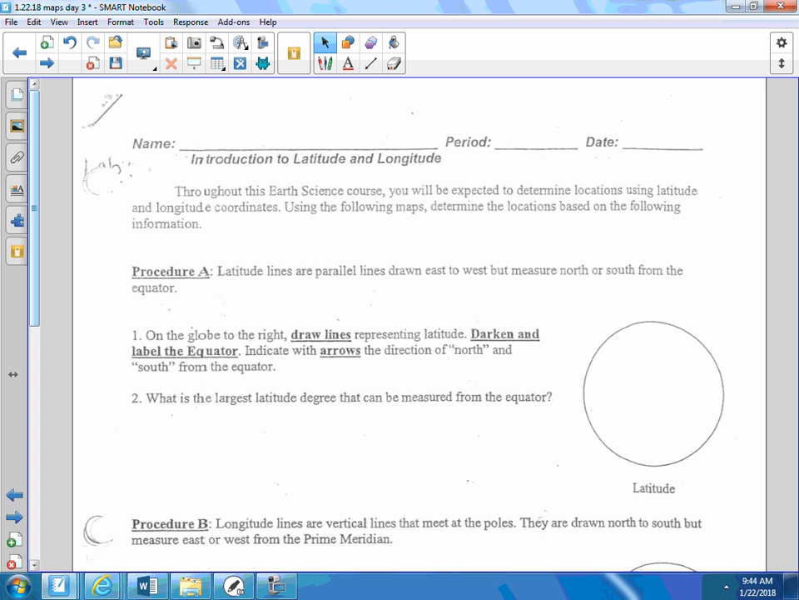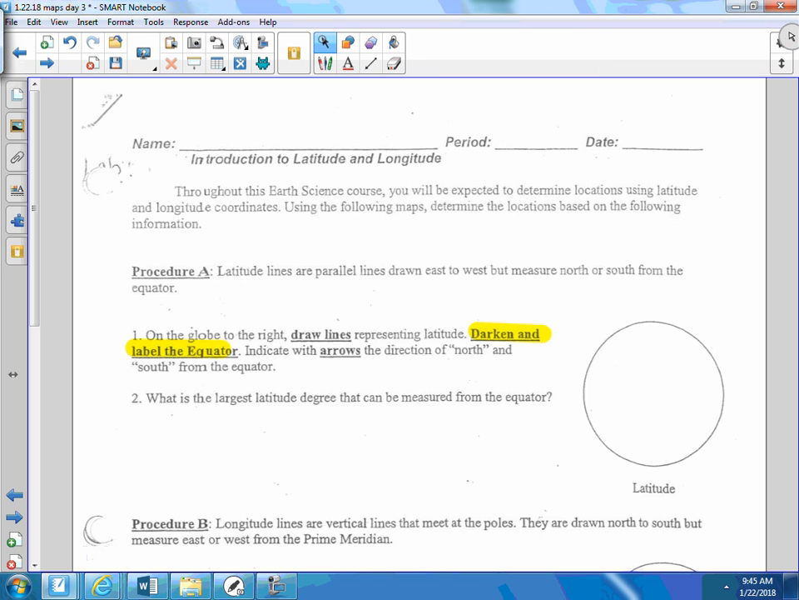All right, so it says throughout this earth science course you'll be expected to determine locations using longitude and latitude. Latitude first. Using the following graph, you're going to determine the locations based on the following information. So I want us to start off with drawing the lines. Latitude lines are parallel. They're not going to be straight, though. They're going to have a slight curve to them. So on this globe, you're going to draw the latitude line that is our frame of reference. What is the name of our frame of reference? The equator.